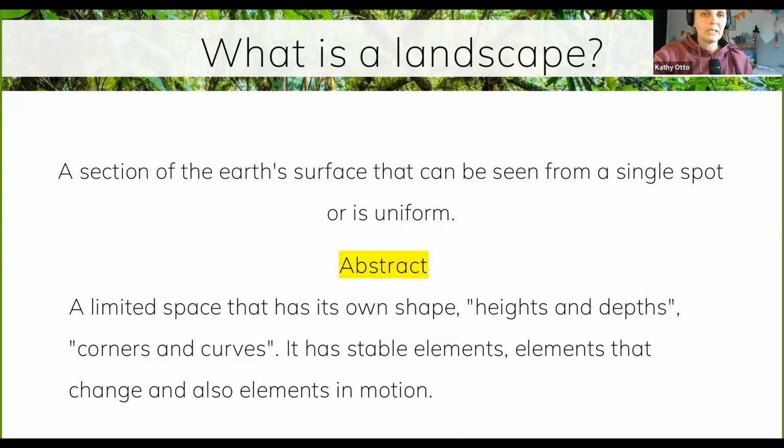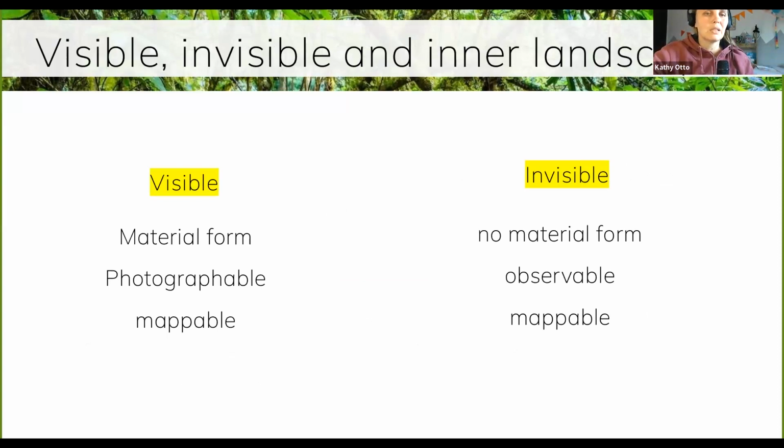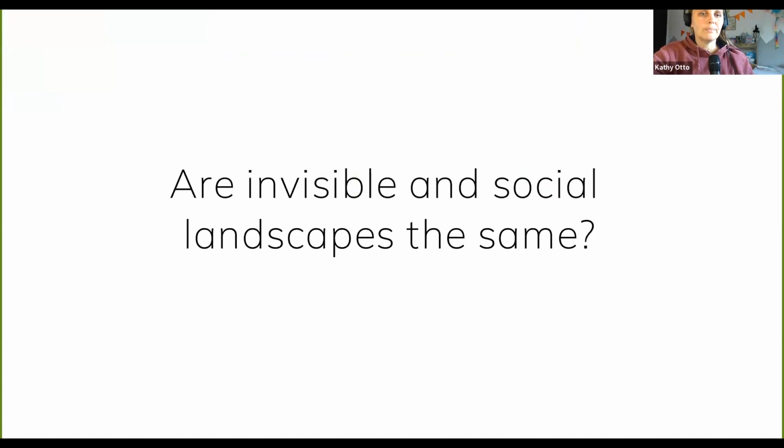And the important piece is that the visible landscapes, the material landscapes, have a form. You can take a photo of them and you can map them. The invisible landscapes don't have a material form, but you can observe them and you can also map them. And often it is very, very important to map them and to keep them in mind when doing any kind of design.